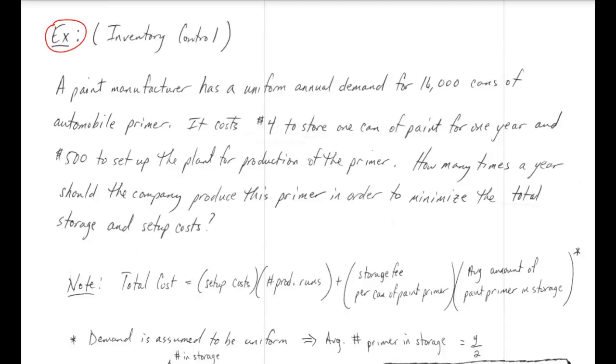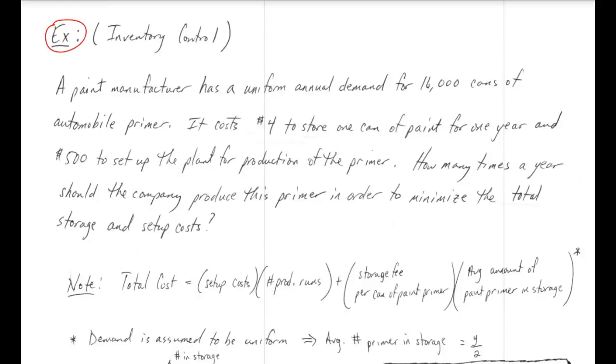And so that $500 is for tooling the machines, materials, all that stuff to be able to make just 1 can of primer. And we want to know how many times a year should the company produce this primer in order to minimize the total storage and setup costs. Okay, so we need to know how many times we need to resupply or re-up everything so that we know that we can minimize those total storage and setup costs.